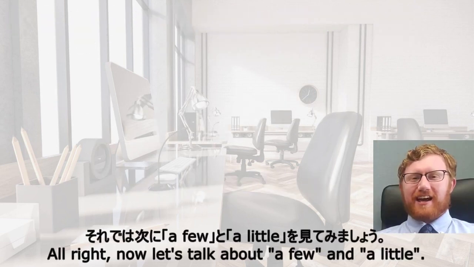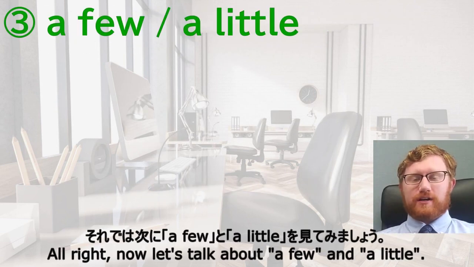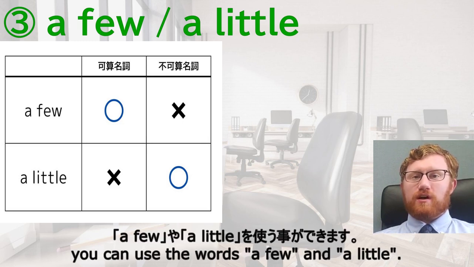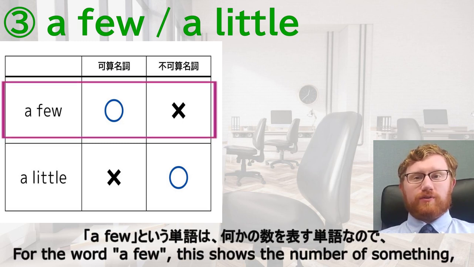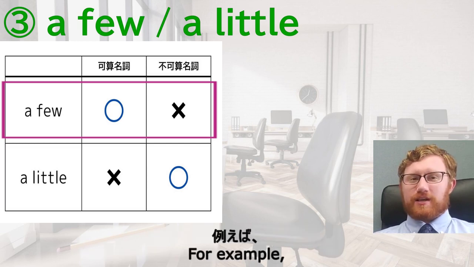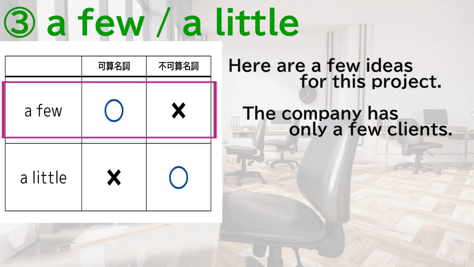All right, now let's talk about a few and a little. As you can see in the graph, when you talk about a small number of things, you can use the words a few and a little. For the word a few, this shows the number of something, so it can be used only for countable nouns. For example, here are a few ideas for this project. The company has only a few clients.